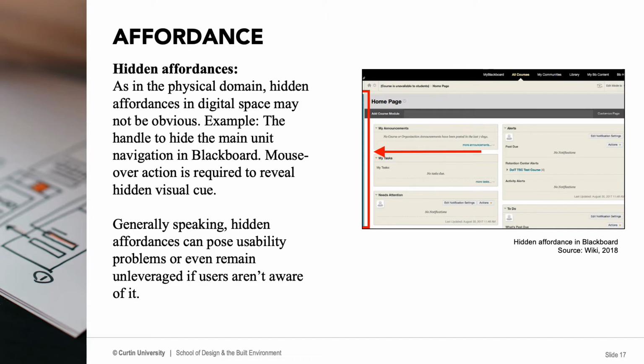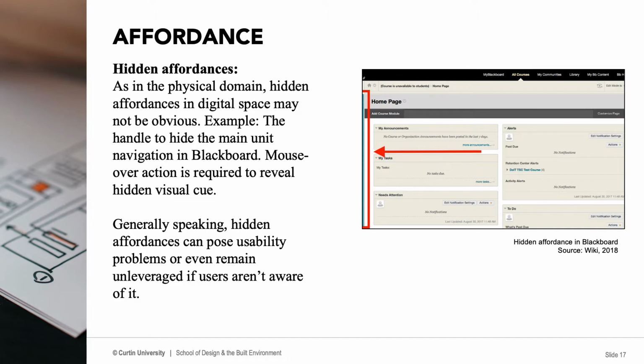And this is a product that millions of people around the world use every day, right? So what actually happens is if you move your mouse over to the very left edge of the screen, your cursor changes. And then there's visual feedback that lets you know, hey, something's here. And if you click it, then it slides out. But anyway, I find this super problematic. So this is a hidden affordance.